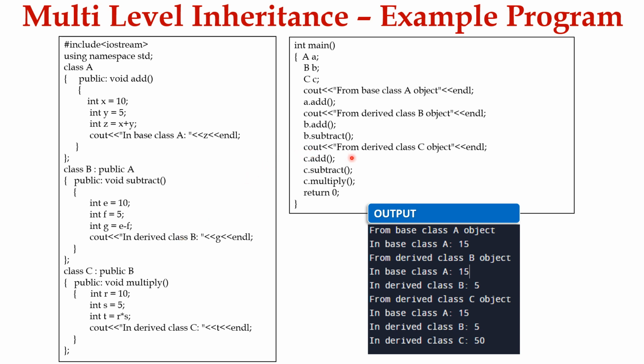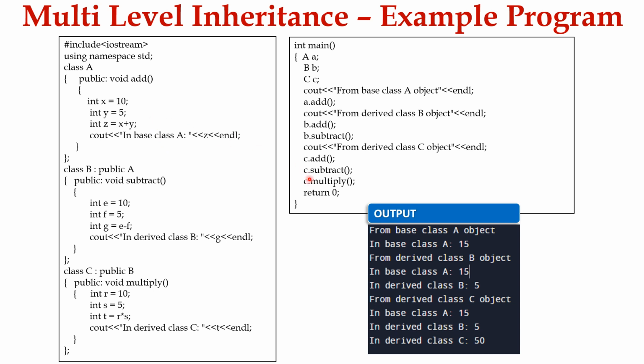Next, "from derived class C object" is printed to the user as shown in the output. Next, c.add. So using the object of class C, we are accessing the function add which is available in class A. We all know that the add function adds 10 plus 5 and displays this to the user, that is, in base class A, 15 is displayed to the user. So it has been displayed as shown in the output. So from class A, now the control moves to the main function.